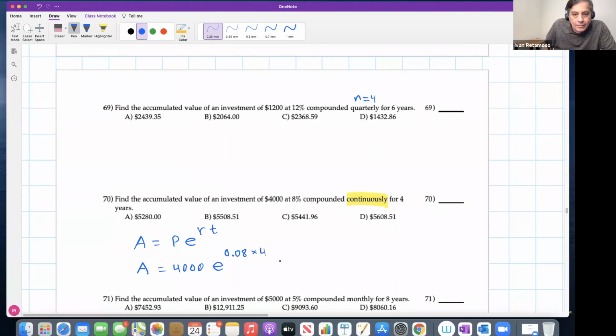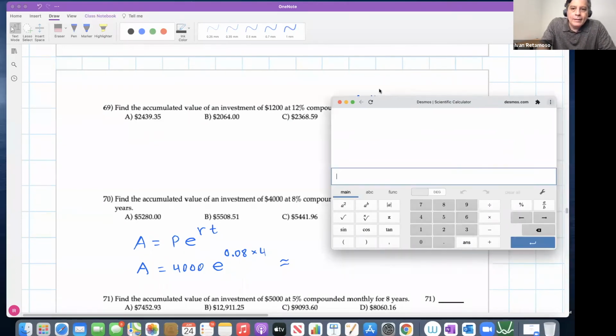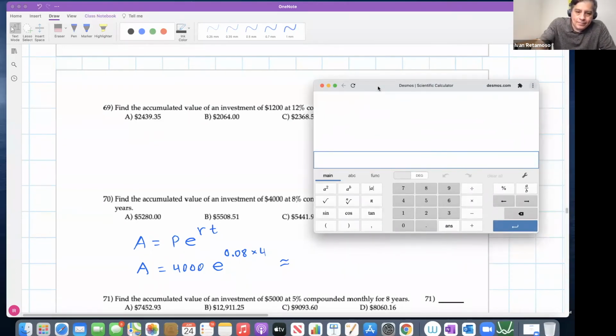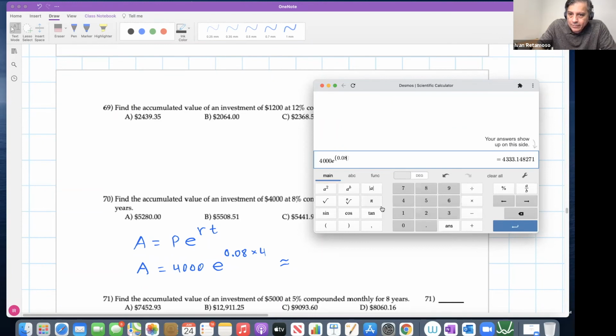This is what you have to compute in your calculator and approximate it to the nearest 100, because we were up to cents. So 4,000 times E. Where is E, professor? You click function and it's here, E raised to, use parentheses for your exponent, 0.08 times, go back to main menu, times is here, a 4, close parentheses, and you will get your answer there.